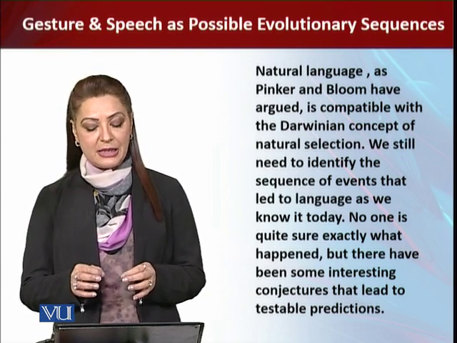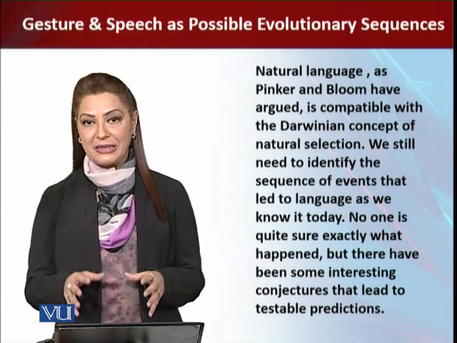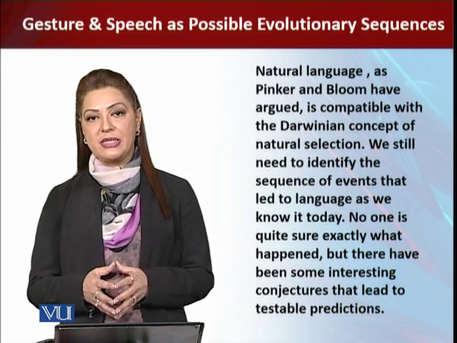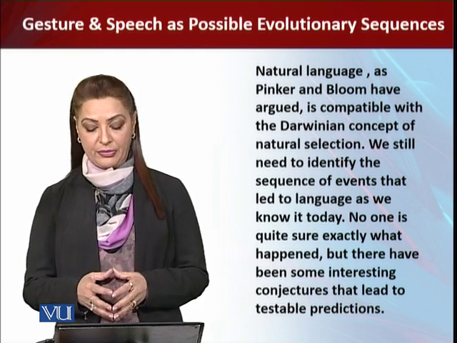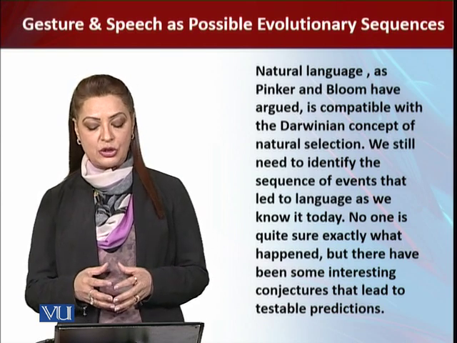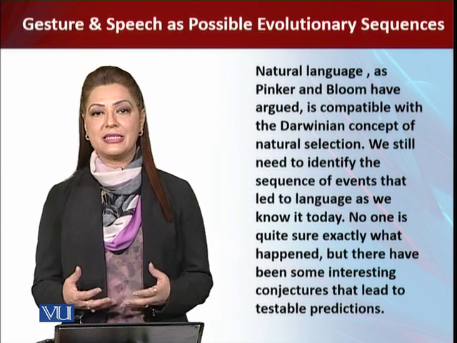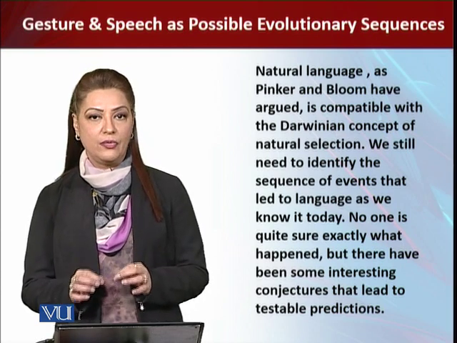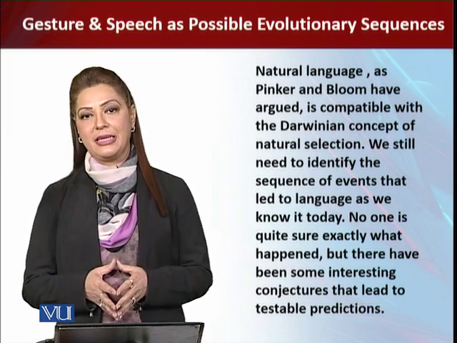We still need to identify the sequence of events. It is still not clear which particular event led to which events as a consequence. No one is quite sure exactly how or what happened, but there have been some interesting conjunctions that lead to testable predictions. So empirical studies have been done to look at this phenomenon, although we do not have a final word on that. Now we will discuss some of the studies that have been done in this area.